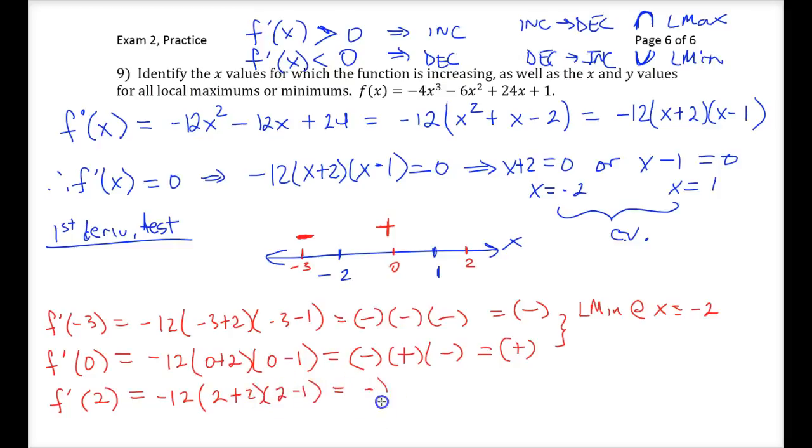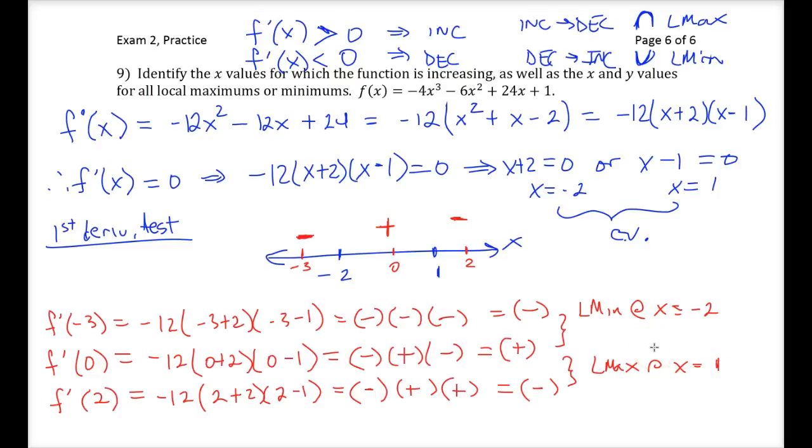And of course we have a negative times a positive here and times a positive there. So we end up with a negative answer, and so it tells us that the graph is decreasing again. And in between, at x equals 1, we're going to have a local maximum at x equals 1.